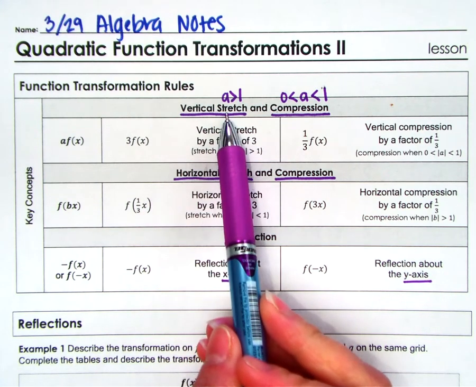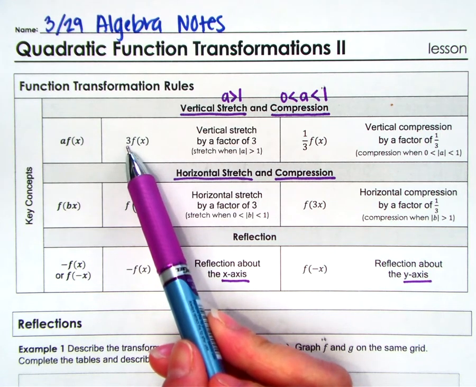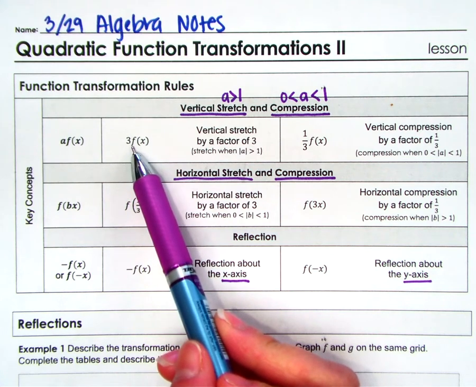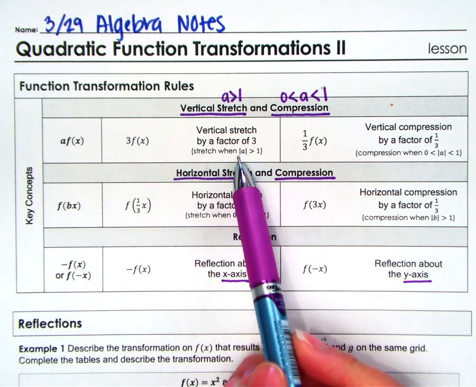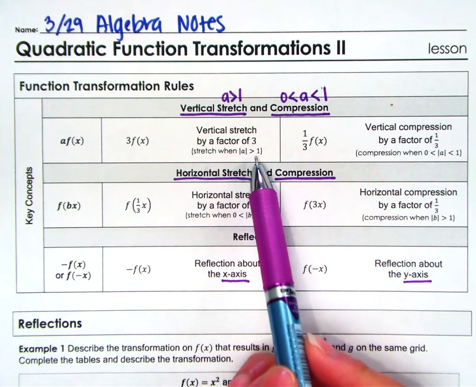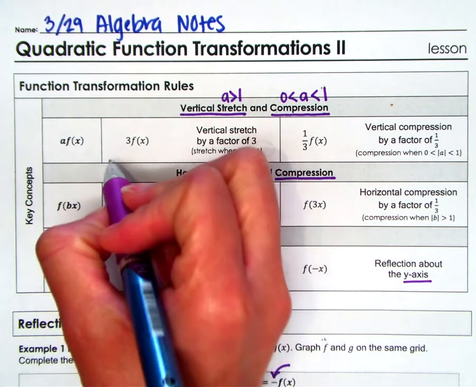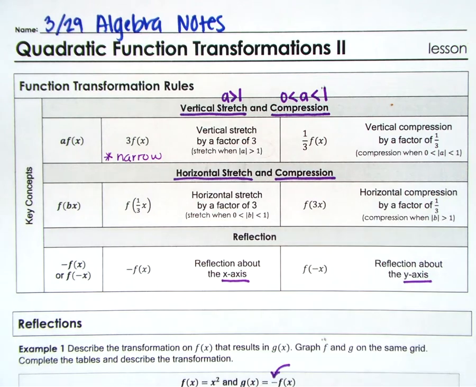a vertical stretch or compression based on the number on the front of our function, on the outside of the parentheses, and it's multiplication this time, not adding and subtracting. This will be a vertical stretch by a factor of 3 when this value is greater than 1. So anytime it's greater than 1, it's a vertical stretch of 3. This also makes your graph narrow. It's going to be stretching your graph vertically. So it's pulling. Think of a rubber band, pulling it and making it narrow.